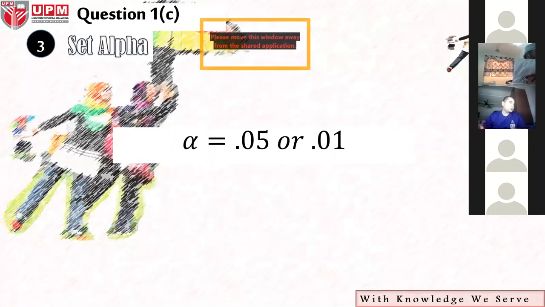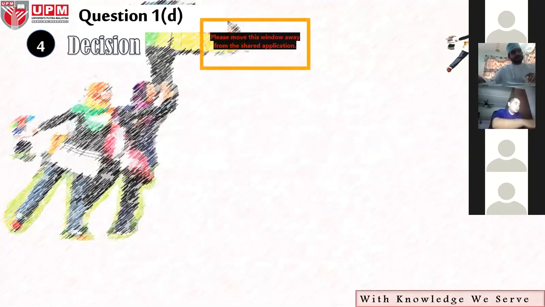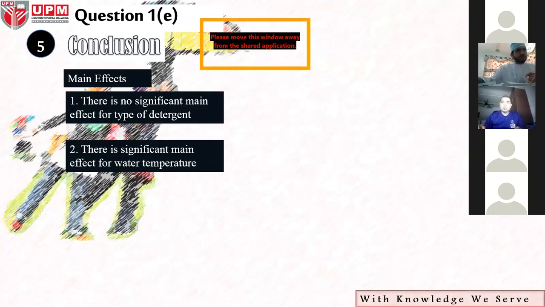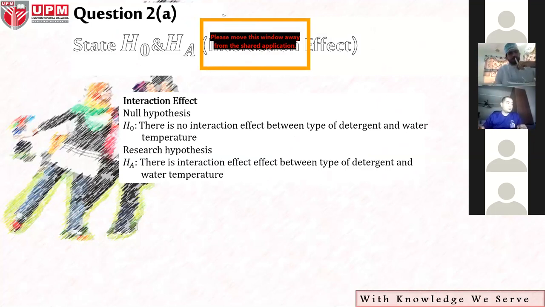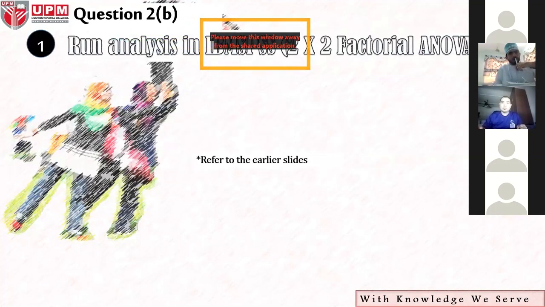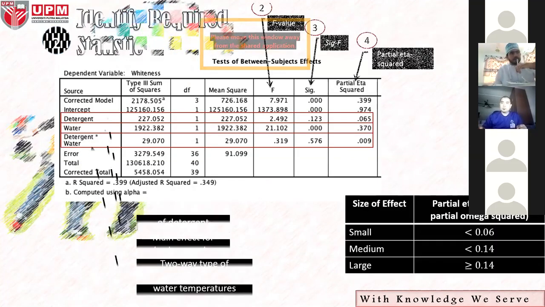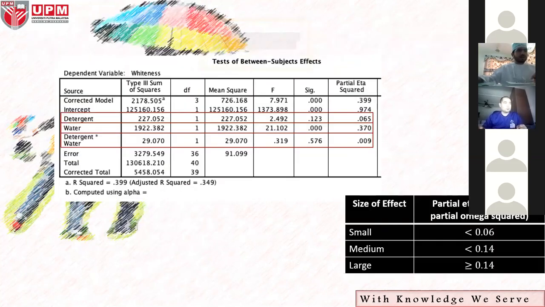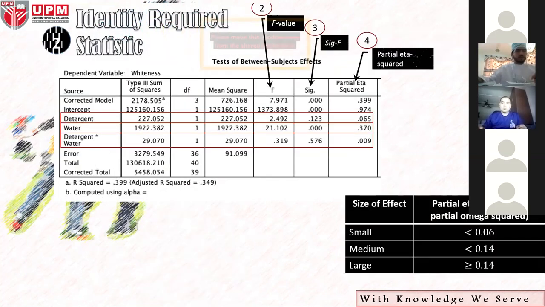Okay. So then we set our alpha. This one decision. The rest should be similar, but this lecture note is more comprehensive compared to the last Tuesday, because this one is based on the question. Okay, so this one done.